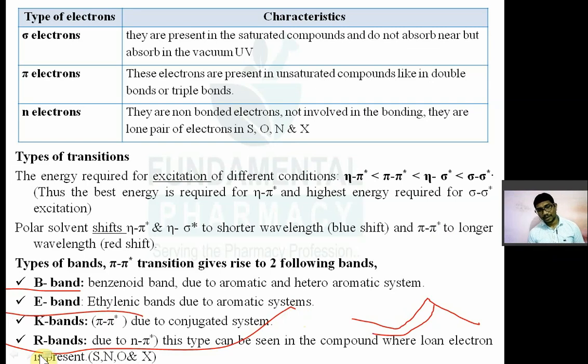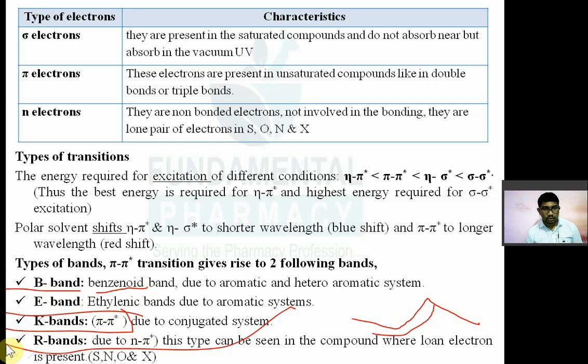तो क्वेश्चन इसके ऊपर कैसे आता है? What is B band is due to the transition of, ऑप्शन में आएगा: ड्यू टू बेंजोइड स्ट्रक्चर, ड्यू टू एरोमेटिक स्ट्रक्चर और हेटेरोएरोमेटिक स्ट्रक्चर, or due to ethylenic structure or due to pi to pi star transition, ऐसा कुछ आएगा, okay? So B for benzoid, याद रखो B for benzoid or benzene, okay? E for ethylenic band. K band is due to the pi to pi star transition, क्वेश्चन इसके ऊपर भी आ चुका है. K band is pi to pi star transition, then R band due to n to pi star transition.